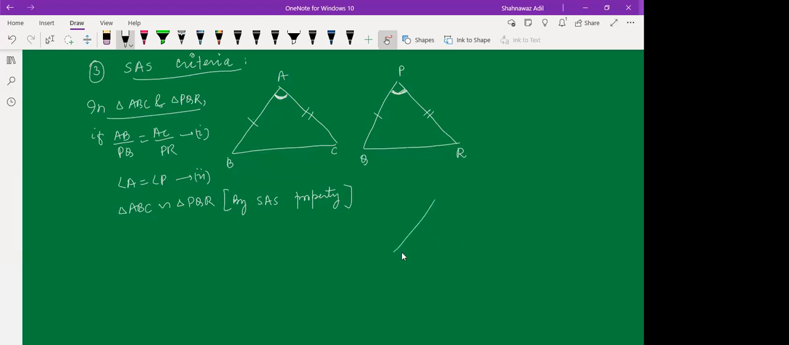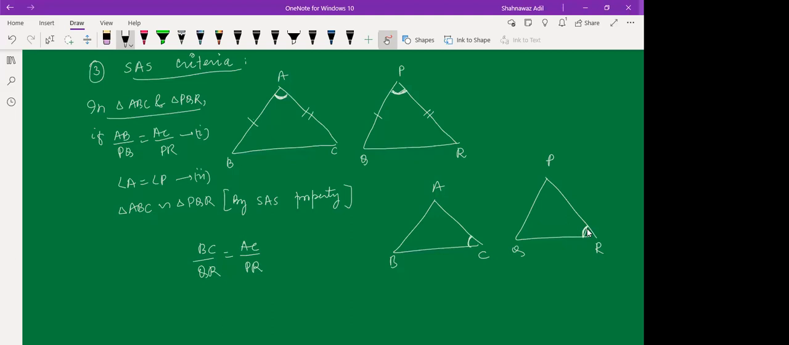So what are the sides that you are telling me are proportional? One is BC by QR and the other is AC by PR. Then what should be the angle? Then this should be the angle, right? It depends on the sides, the angle depends on which sides we use.